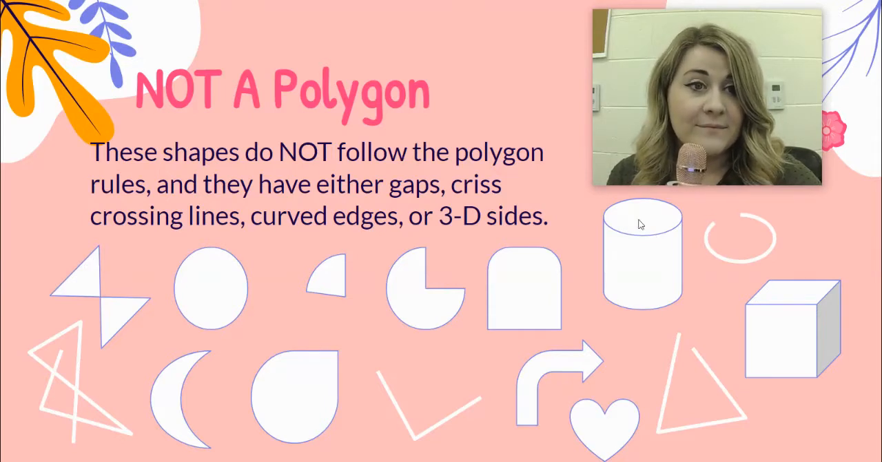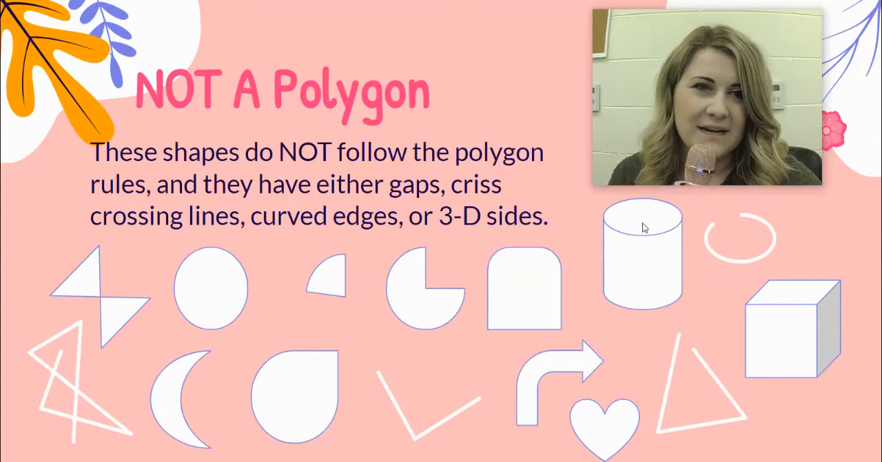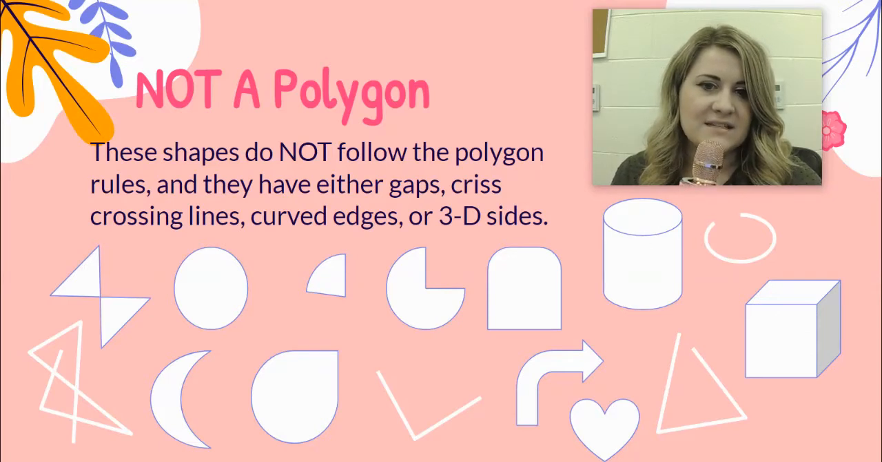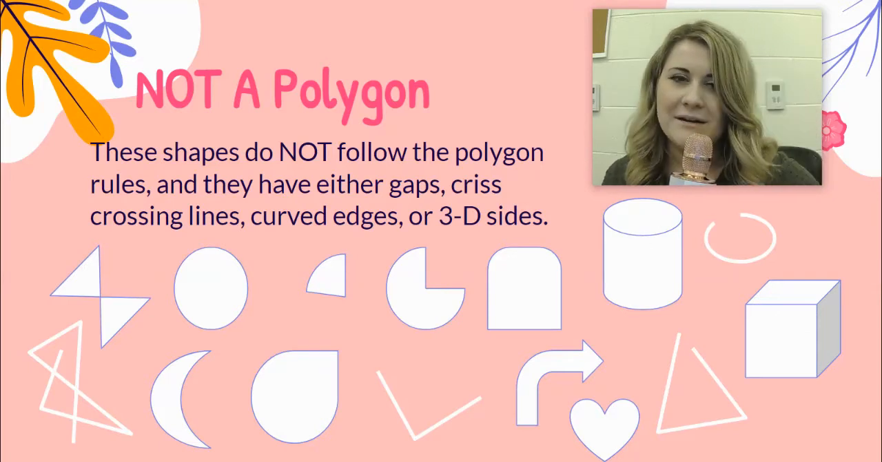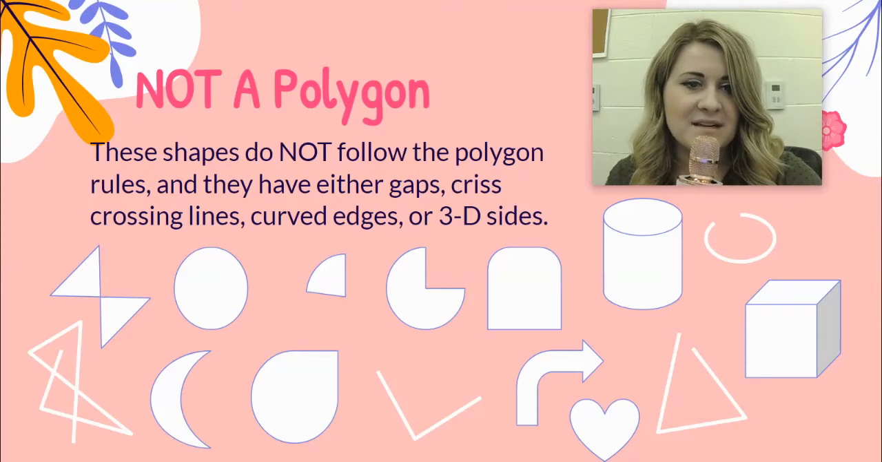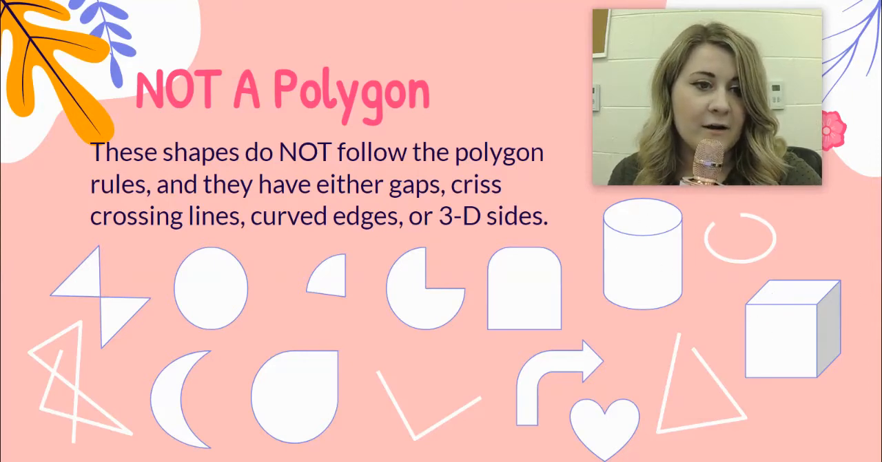Also, it's 3D. So if you look very carefully, it has 3D dimensions. It is 2 shapes pushed together. It's not a flat shape, so that cannot be a polygon. And this is the last one I want to talk about right here. Not a polygon because it is also 3D.